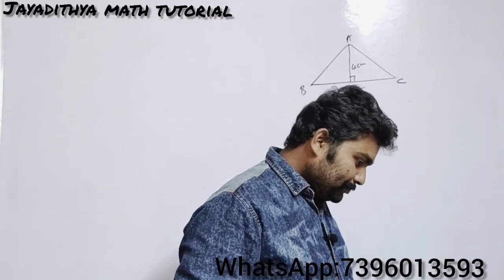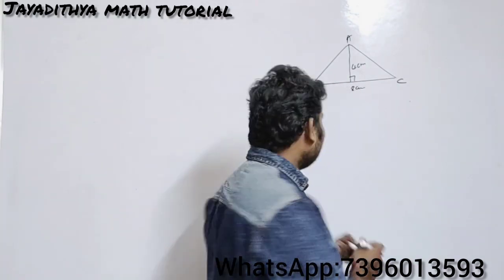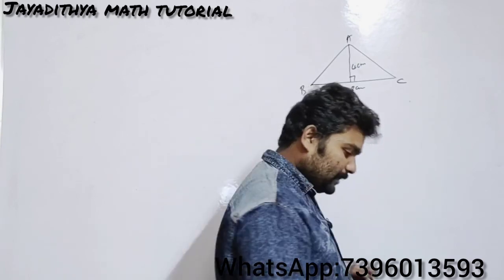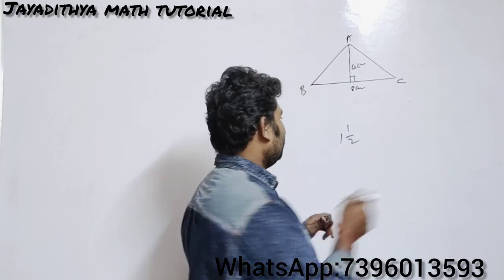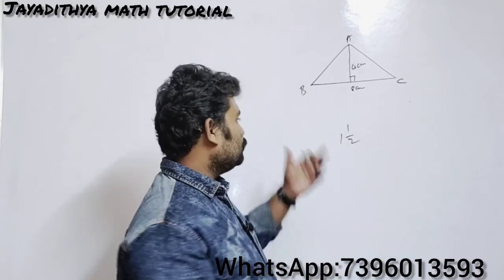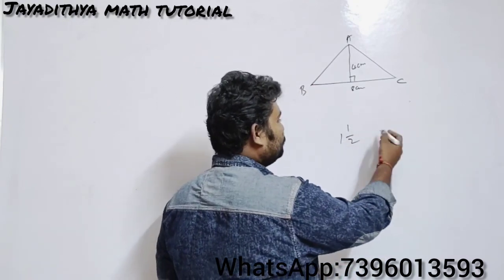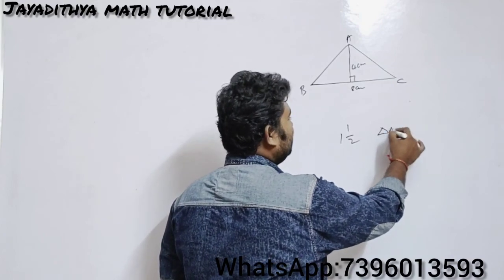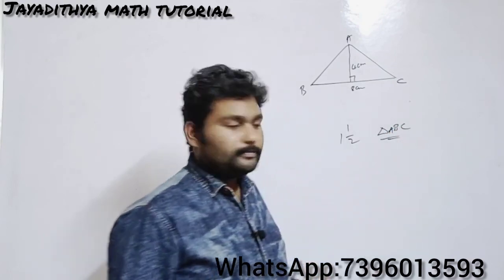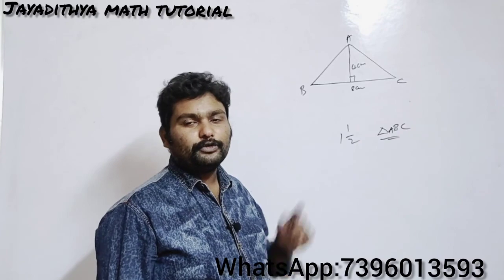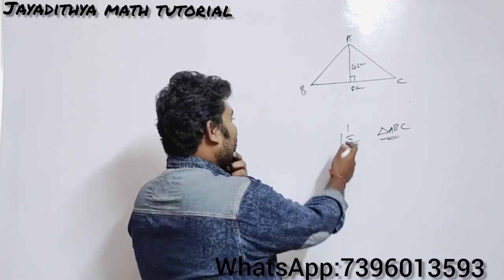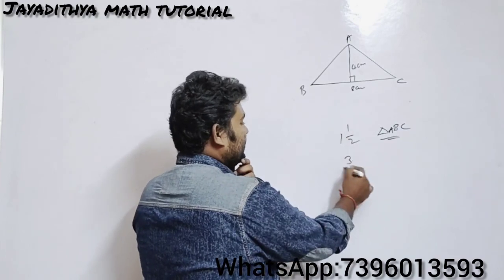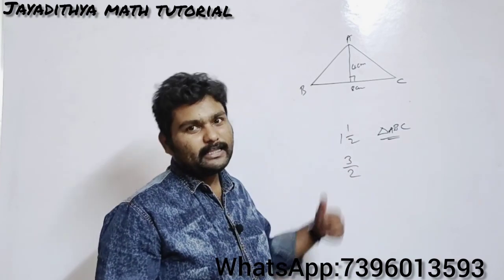After that, what we need to do? Draw another triangle whose sides are 1/2 times the corresponding sides of the isosceles triangle ABC. Here it is given 1/2. Don't get confused by looking at 1/2. Convert it into an improper fraction. 2 ones are 2, plus 1, that is 3/2. 3/2 we have already done in the first case.